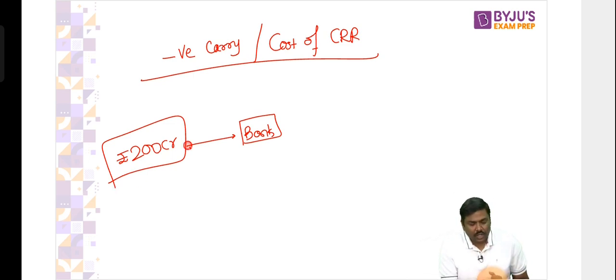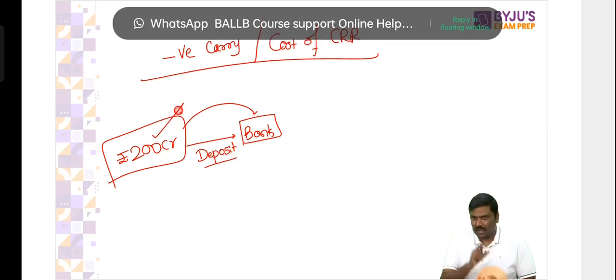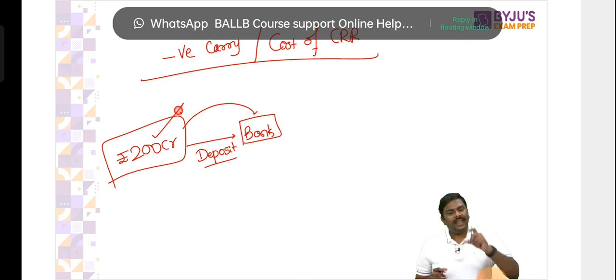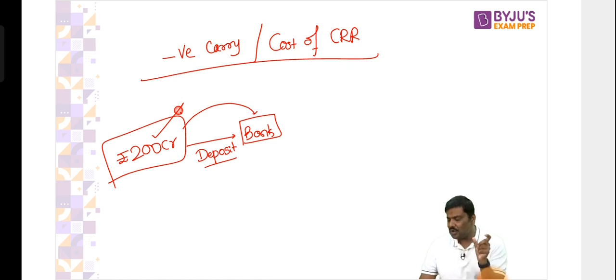You will keep this 200 crore rupees as a deposit with the bank, with me. Now I've collected 200. Simple question to you: apply what you've learned earlier. Can I use all the 200 crore rupees to give loans? Of course, no. There is SLR, there is CRR. But I've not written SLR here. Why? Go back to the basics.